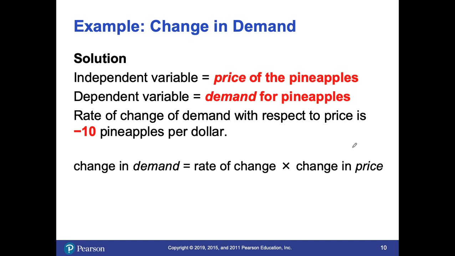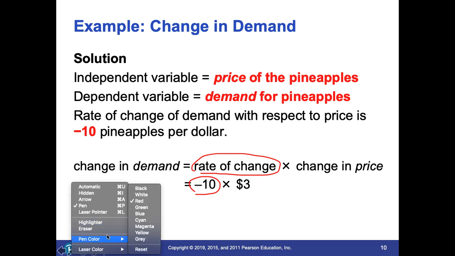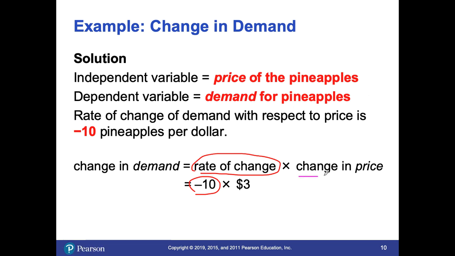So let's go ahead and take that formula we saw from the previous slide or 2 slides ago. And essentially, you just go ahead and replace the rate of change with -10. We got that from a few slides ago. That's this right here. And the change of price, well, again, the store owner decided to increase the price by $3. That's why it went down 10. So that gave us -30 pineapples, which is what we saw previously, as predicted. And that's the beauty part of linear models. They're very predictable.